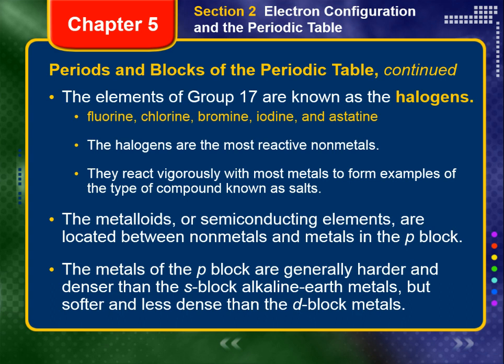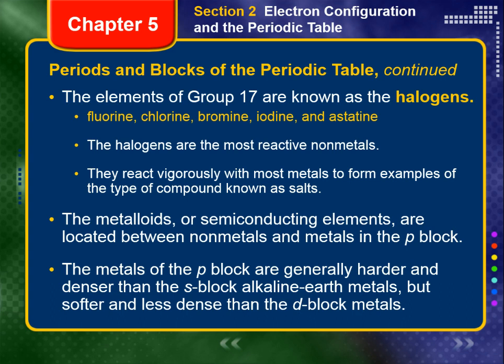Fluorine and chlorine are gases at room temperature. Bromine is a reddish liquid, and iodine is a dark purple solid. Astatine is a synthetic element prepared in only very small quantities. Most of its properties are estimated, although it is known to be a solid.